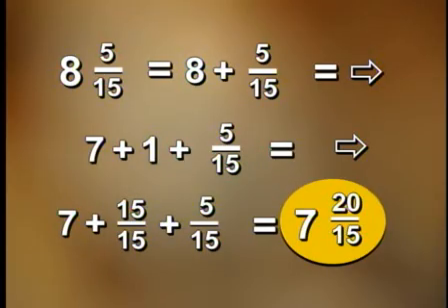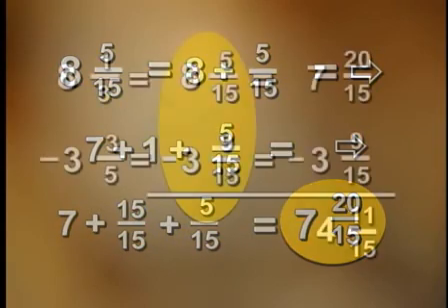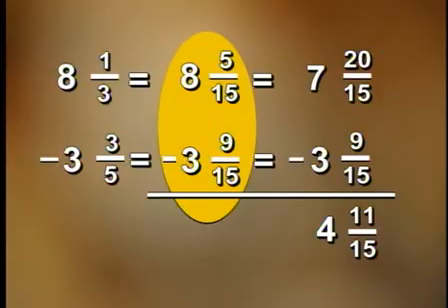Just as we said, I had $7 and I had 20 Mollies, 20/15 of a dollar, in my change pocket. And now the next visual will show us symbolically how to subtract.